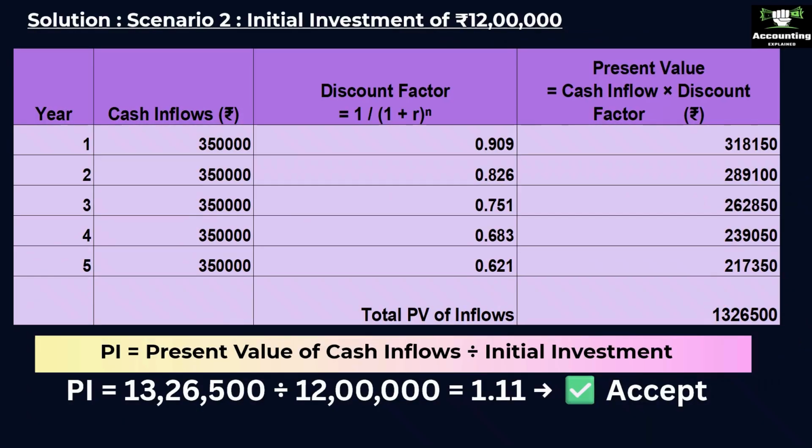PI formula is present value of cash inflows divided by initial investment. So total present value of cash inflows, we found it as 13,26,500, and the initial investment for the new factory project is 12 lakhs. Divided by 12 lakhs comes to 1.11. This is greater than 1. We can accept the project.